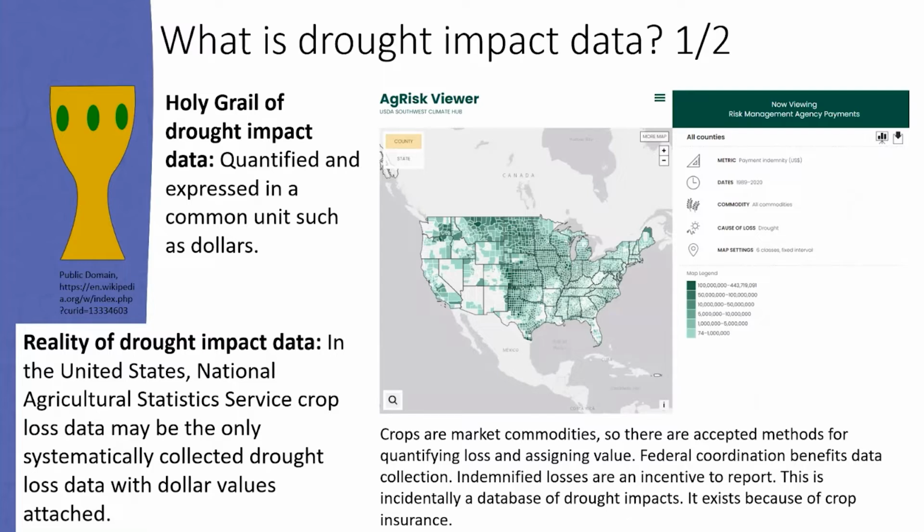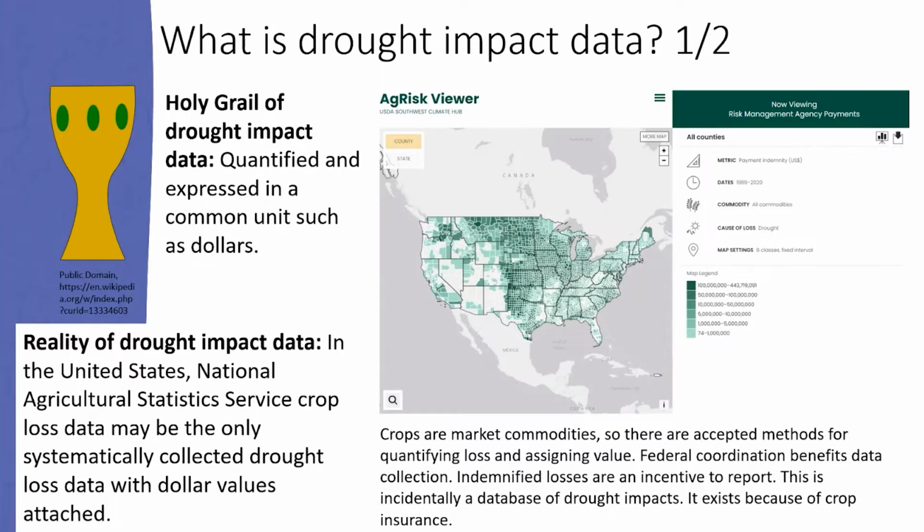And really, there's only one place I know of where that systematically exists, and that is this USDA database that exists because there's a commodity crop and farmers buy insurance, and then they file insurance claims when drought or other natural hazards reduce their crop yield. So all of these things come together. There's incentive for producers to participate. There's a federal coordinating system, and there's a commodity or dollar value. This contributes to really good data, but this is a unique instance.